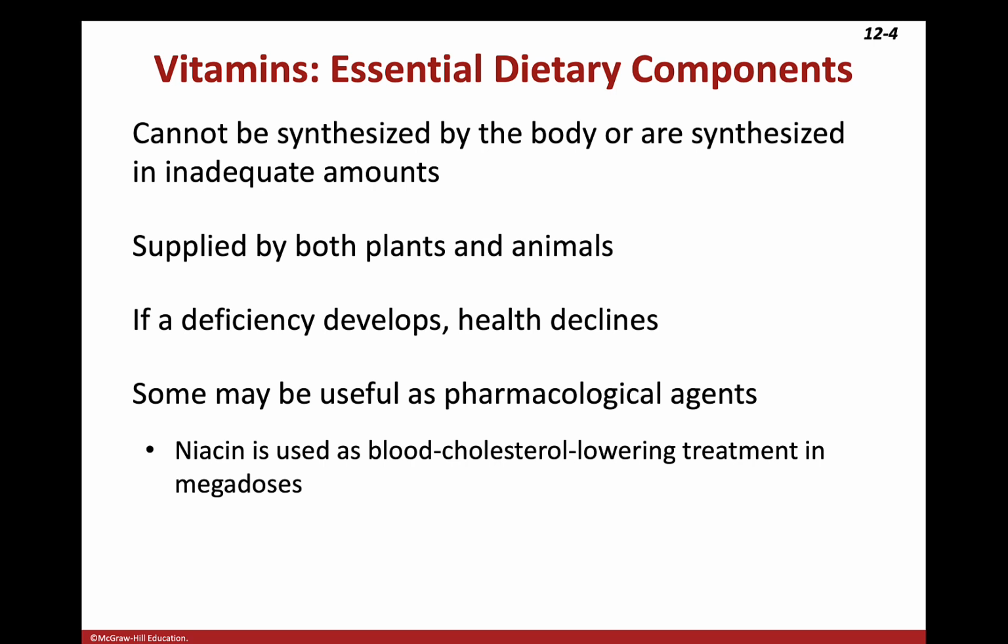The thing to remember here, we consider vitamins to be essential as they cannot be synthesized by the body, or they are not synthesized in the amounts necessary for homeostasis. They can be supplied by both plants and animals, and if a deficiency in vitamins develops, our health will decline. Some may actually be used as pharmacological agents, and niacin is a really good example of that. It's a water-soluble vitamin, and it's actually used to treat cholesterol in mega doses.